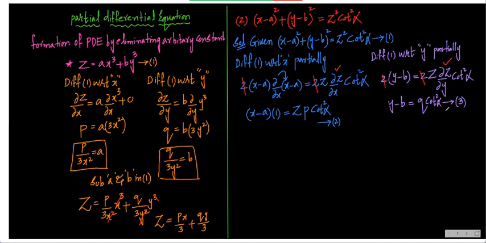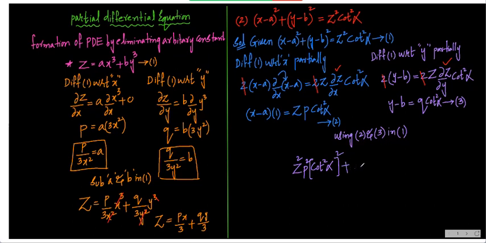Now we have to use equation number 2 and 3 in equation number 1 to eliminate the arbitrary constant. If I'm substituting the x minus a value, I want x minus a whole square value, so better to square it here also. zp cot, let me reduce one more step: z square p square cot square alpha whole square. Is that okay?